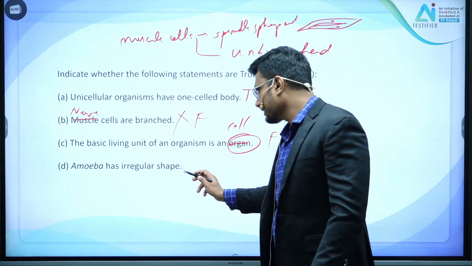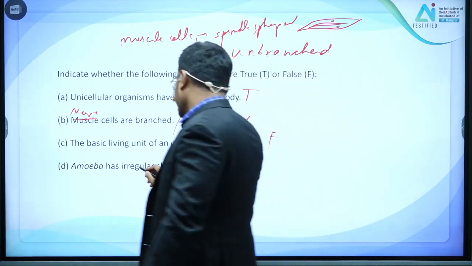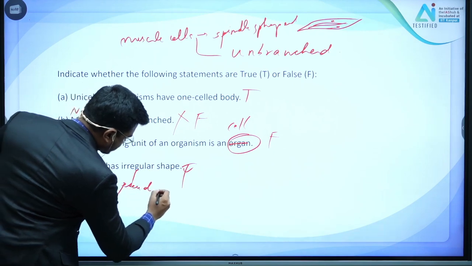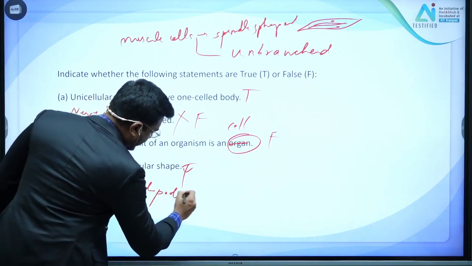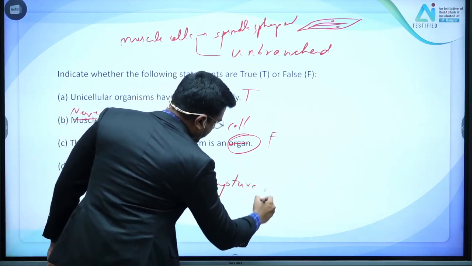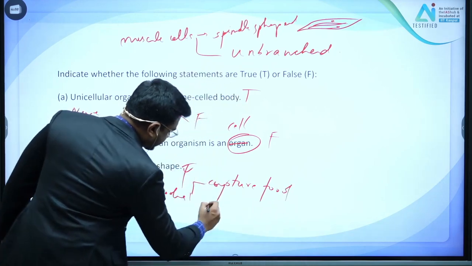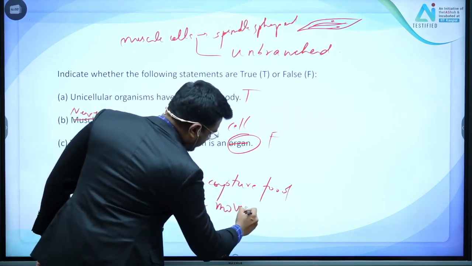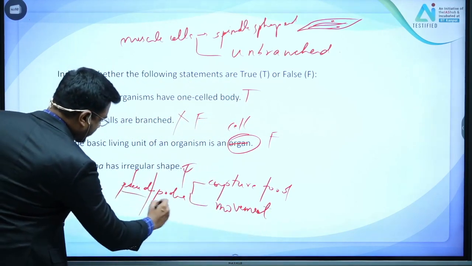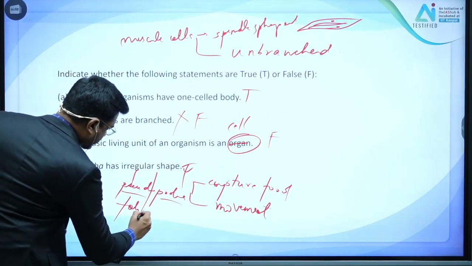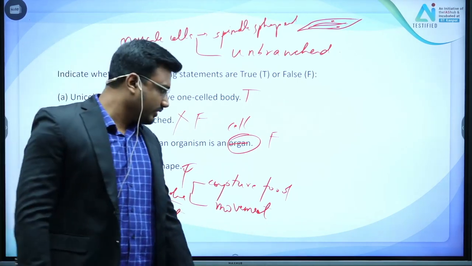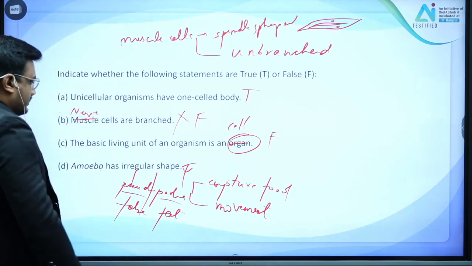Amoeba has irregular shape. This is true, and it has the irregular shape because of the pseudopodia present. Pseudopodia helps the amoeba to capture food, as well as helping in the movement of the amoeba. Pseudo means false, and podia means feet. So it means false feet. Now let's move to the next slide.